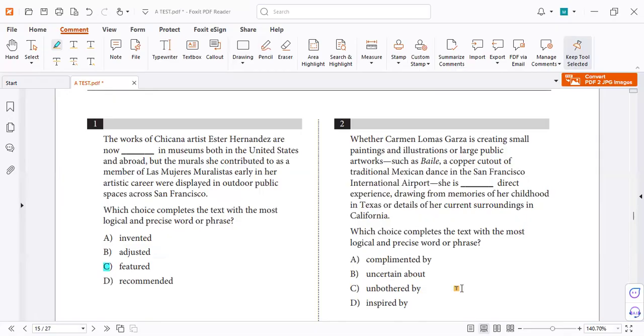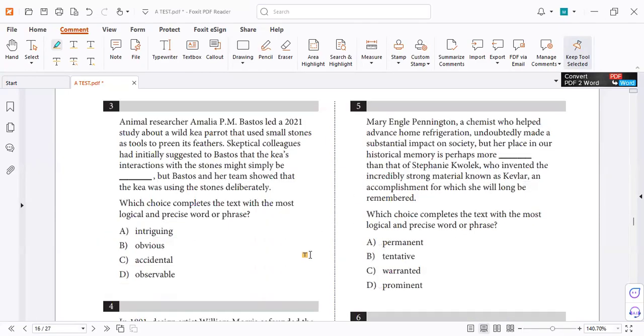Number two, D. Letter D, correct. Yes. Number three, B. Letter B, wrong. Let's put together why C is correct.